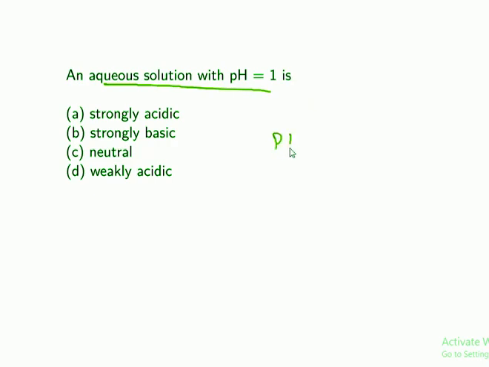Next, an aqueous solution with pH equal to 1 is: strongly acidic, strongly basic, neutral, or weakly acidic? Neutral is wrong; we say neutral when the value is 7. Weakly acidic or weakly basic is after 7, that is 8. Strongly basic is when the value is 14, and strongly acidic is when the value is 0 or 1. Here they give 1, so the answer is strongly acidic, right?